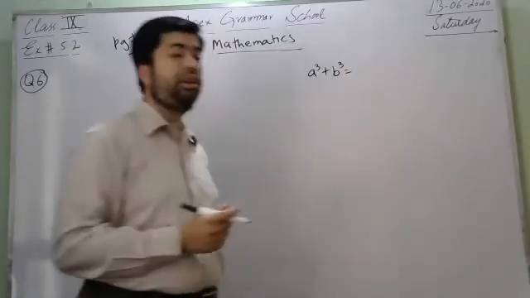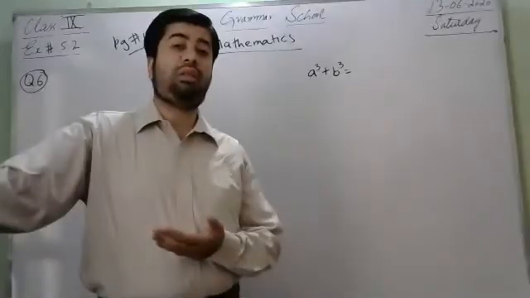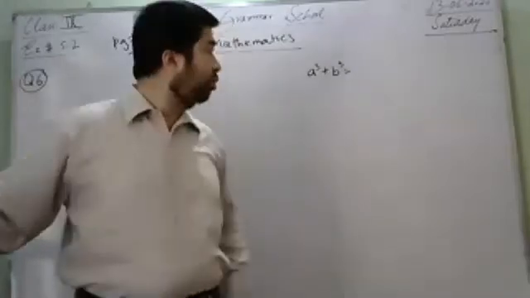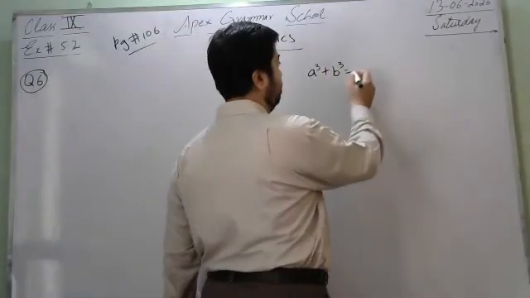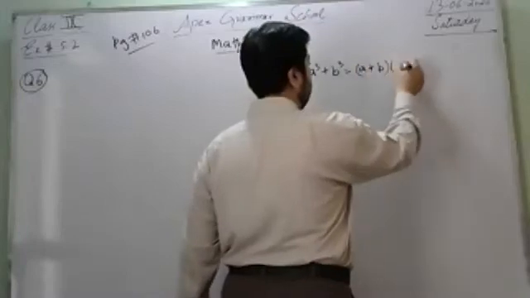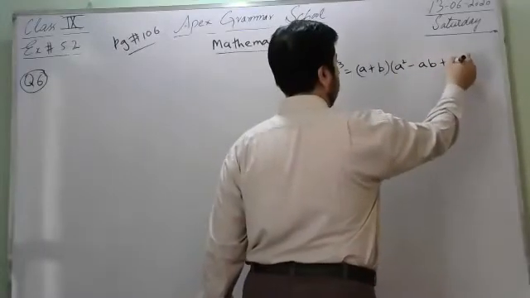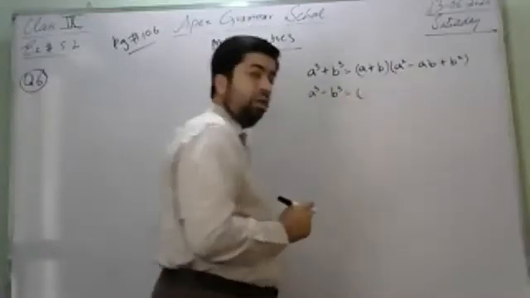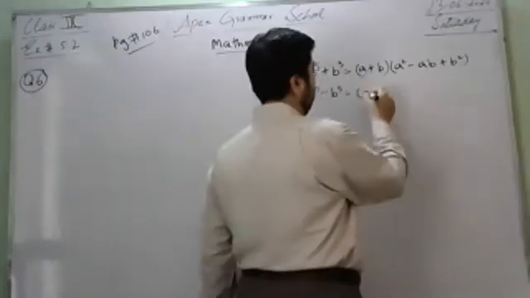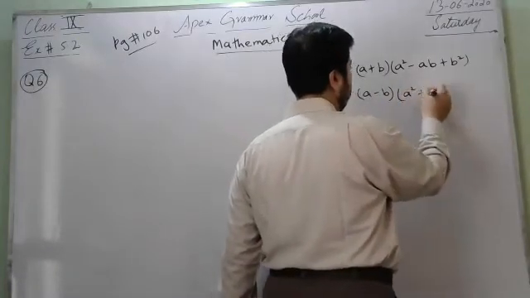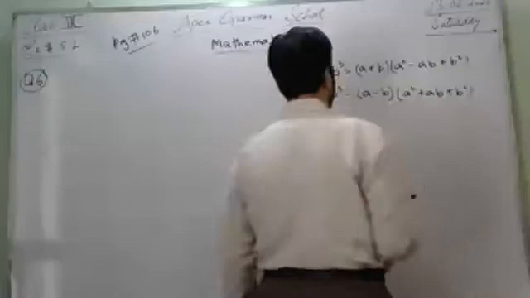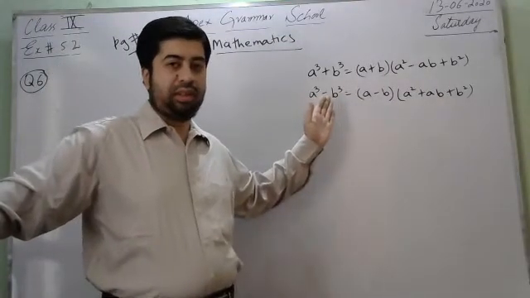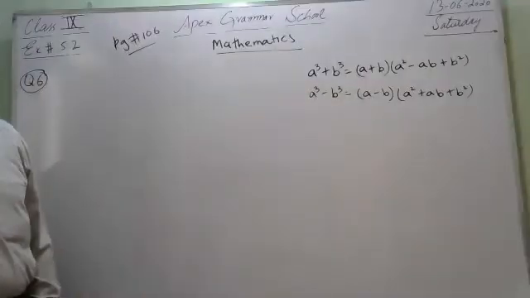I have already told you to go through all the formulas given on page number 292. So a cube plus b cube is a plus b into a square minus ab plus b square. You must have knowledge of it. Then a cube minus b cube means a minus b into a square plus ab plus b square. Just learn these formulas and then you can solve question number 6.